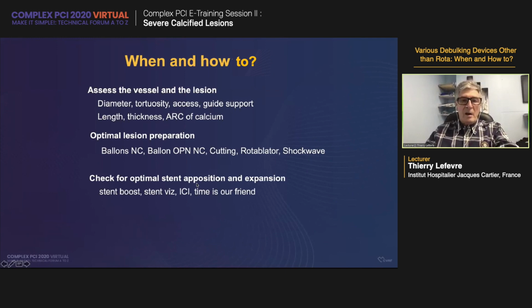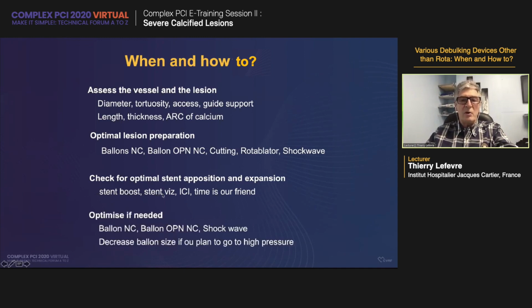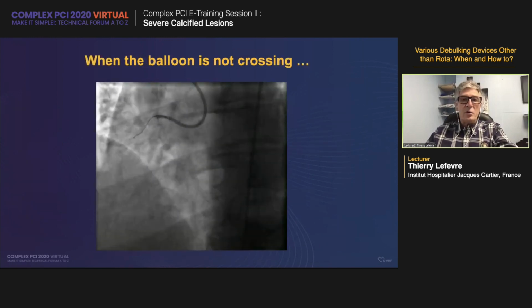So check for optimal stent apposition and expansion, and of course, StentBoost or stent view can be useful. Of course, intracoronary imaging is also very important. And it's very important at the end, if the stent is not fully open, to use a very high pressure balloon that may optimize. And sometimes Shockwave can also be useful after incomplete stent deployment. So I will show you some examples.